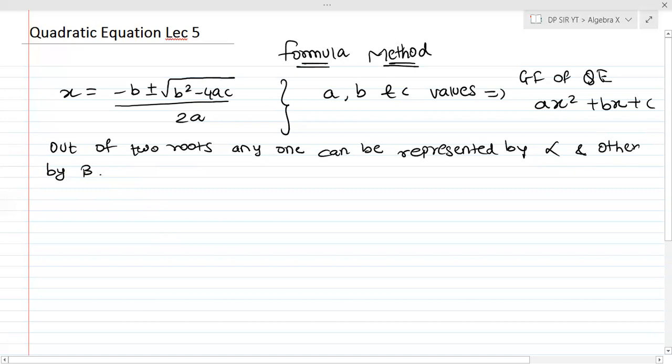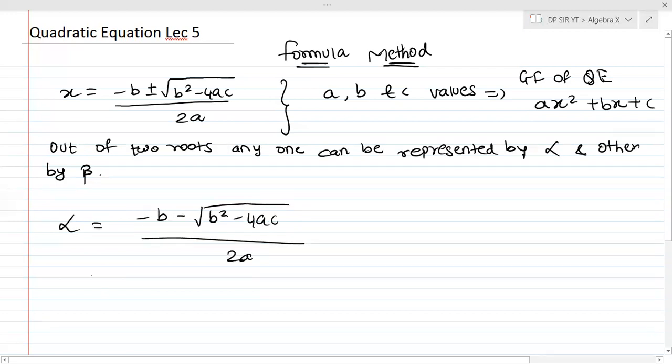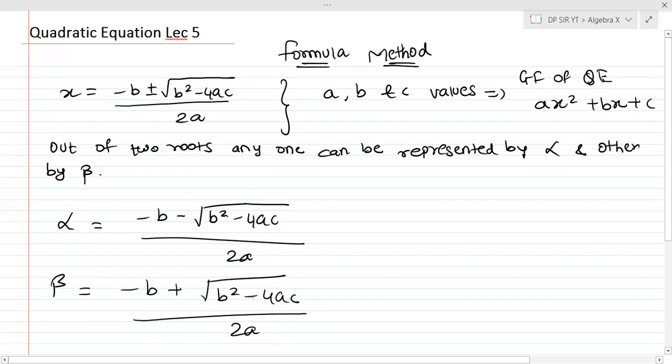I hope this part is very clear to you. This is not B, it is beta. Okay. So alpha is equal to minus B, plus or minus के बदले सिर्फ minus लिखते हैं इधर हम लोग, under root of B square minus 4AC upon 2A. And beta is equal to minus B. इधर minus था तो इधर आ जाएगा plus under root of b square minus 4ac upon 2a. ठीक है, I hope there is no confusion here.